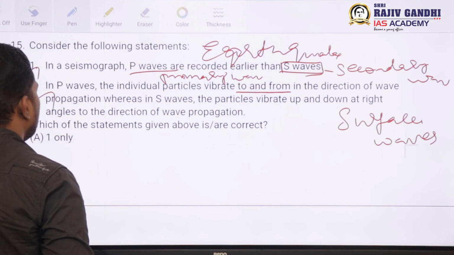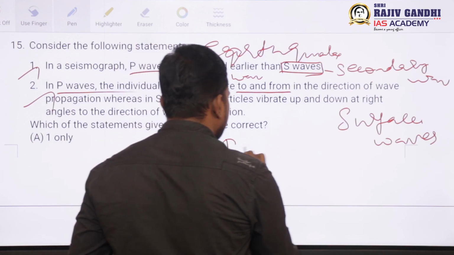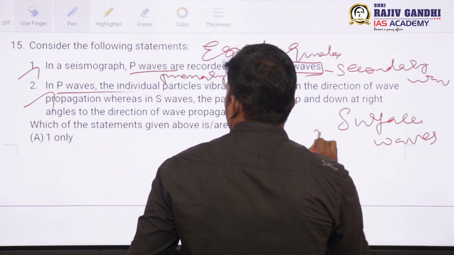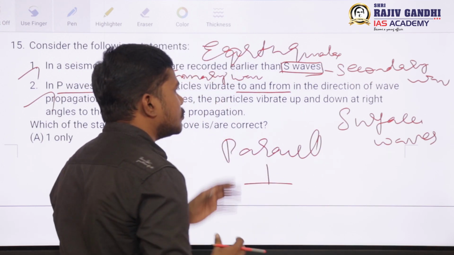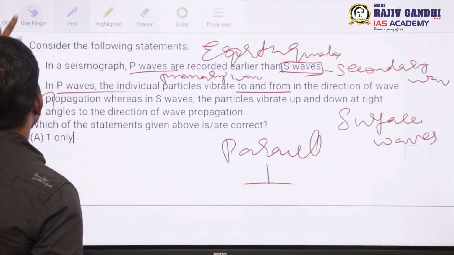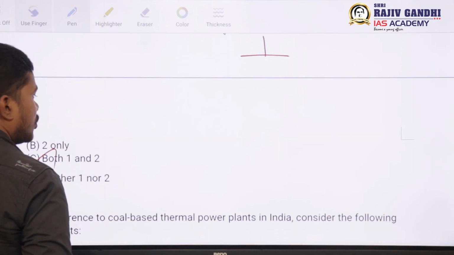This is also right because the P waves cause the particles to vibrate parallel, while the S waves cause the particles to vibrate perpendicular to the direction of the wave. The answer is option C, both 1 and 2.